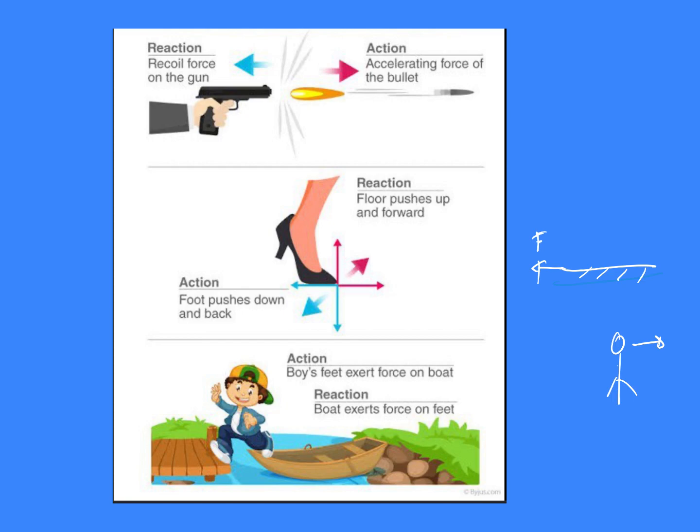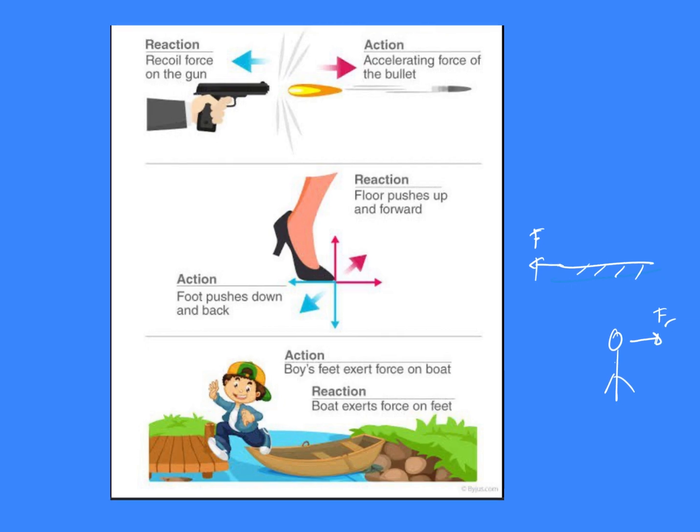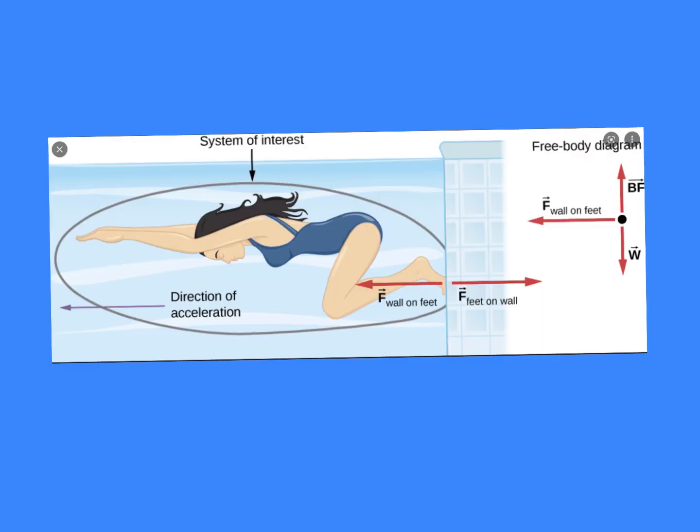Okay, you make a force to the left. And there is another force acting on you to the right. And this is the force acting on you to the right. And this force is the friction force that is pulling you forward. Okay, let's look at more examples.